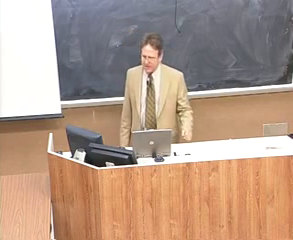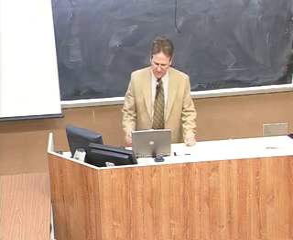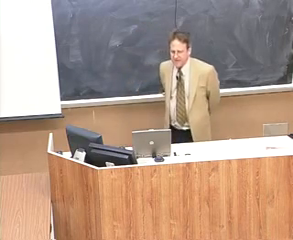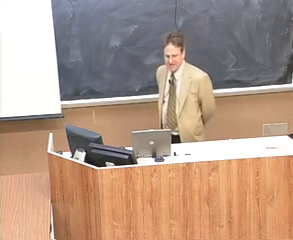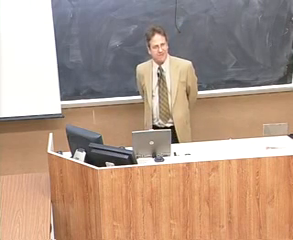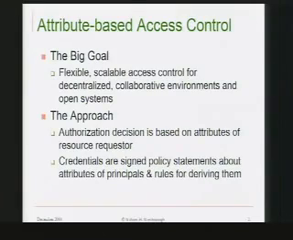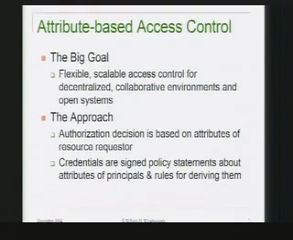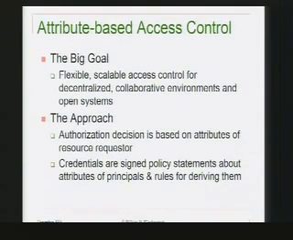So today I'll be talking about some work that I've been doing for the last several years in developing flexible and scalable access control for decentralized and collaborative environments as well as open systems like the internet. So the approach that we take to making authorization decisions is to base them on attributes of the resource requester, such as rights that they have to access specific resources or roles that they occupy in their home organizations, qualifiers that they might have like degrees or other characteristics like their age or nationality.